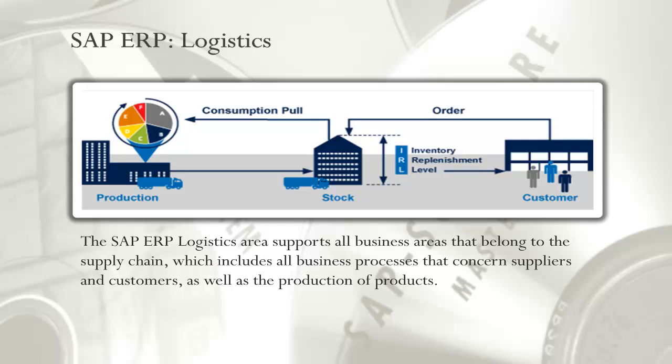Logistics consists of the following. The procurement, also known as purchasing, is integrated within materials management and is responsible for supporting goods and services that must be procured and then managed and paid for. Production planning. This includes sales and operations planning, as well as production planning for discrete and process-oriented manufacturing. Then we have sales and distribution, and this supports all processes associated with the sale of goods and services.